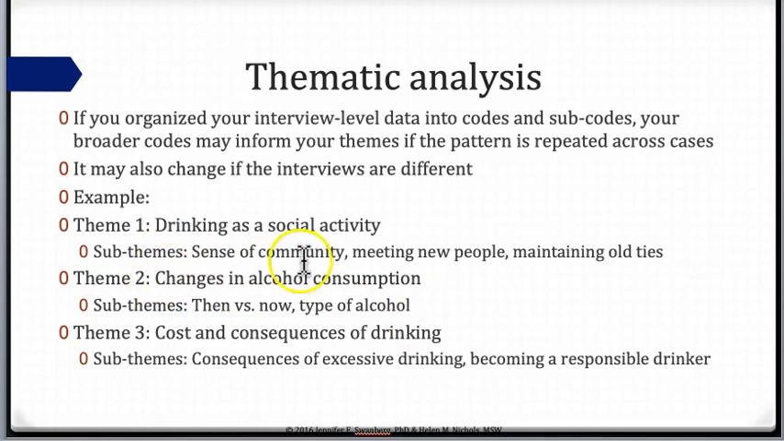Again, another theme would be changes in alcohol consumption. So then again, the sub-theme would be then and now. So how has alcohol consumption changed? And then finally, cost and consequences. So these are examples of some themes and then some sub-themes that you would then use to present your results and findings. So when you're looking at a qualitative research project, oftentimes you will find that in the results section of a qualitative article, the researchers have presented themes and then sub-themes that really try and capture the data. And this is what you're doing in your coding and then subsequently your thematic analysis process.